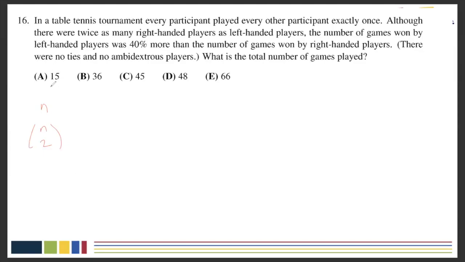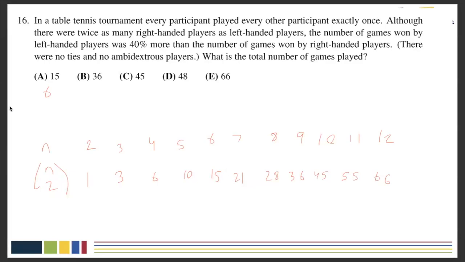So now what we can do is reverse engineer the number of players that give these numbers of games. For example, you might just know from memory that 6 choose 2 is equal to 15, so N equals 6 here. So we can make a little table of N versus N choose 2. We have N equal to 2, 3, 4, 5, 6, 7, 8, 9, 10, 11, 12. It's really not that hard to compute. So here we get 1, 3, 6, 10, 15, 21, 28, 36, 45, 55, and 66.